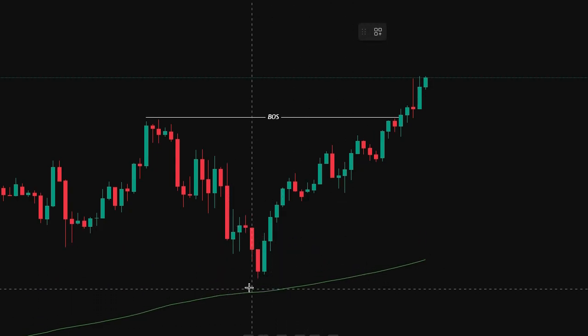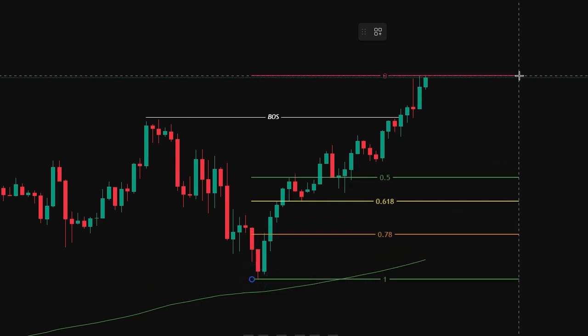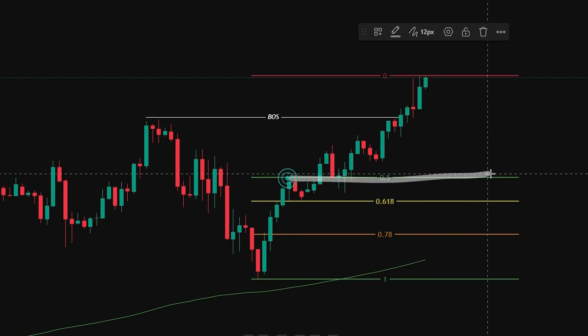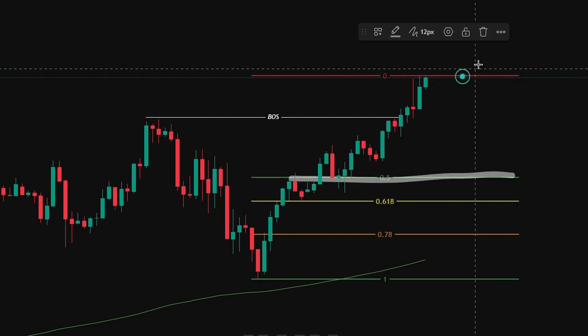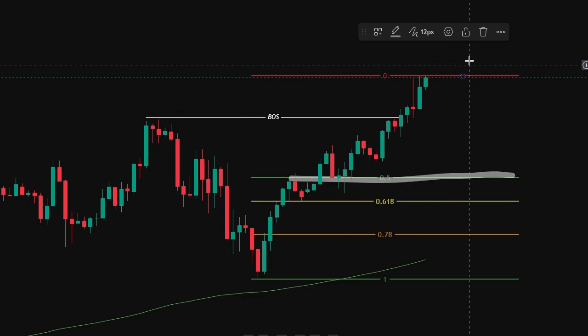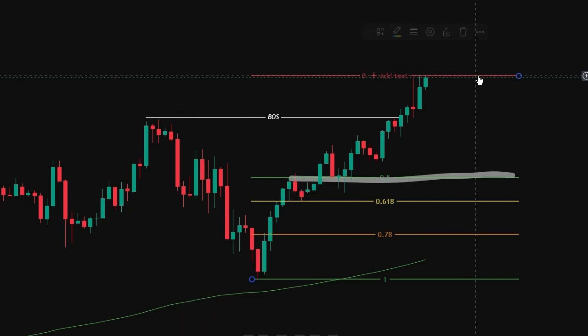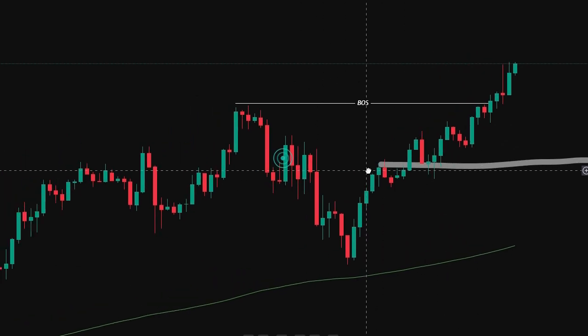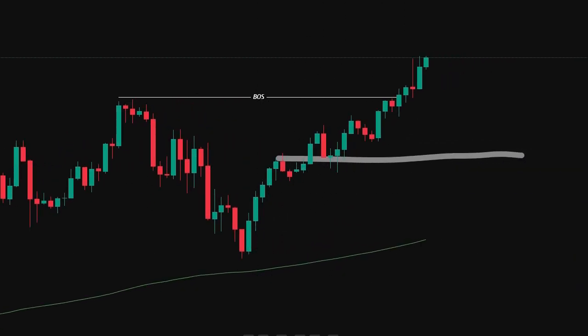If we apply the Fibonacci retracement, this is our high and lowest point. We are definitely going to look for a point of interest zone behind this 0.5 level. So now let's try to find any interest zone behind the 0.5 level and understand it.